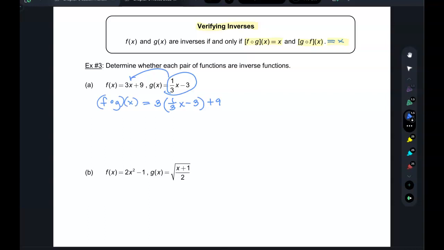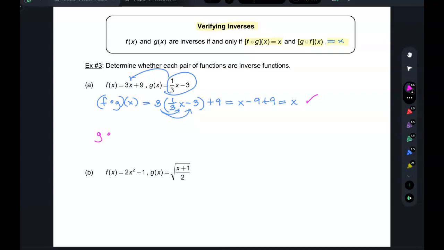Okay, so what do we want to get? We want to get x. Do we get x? What's 3 times a third? 1. So we get 1x. What happens when we multiply here? Minus 9 plus 9, which equals 0, so we get x. Good. That's what we wanted.